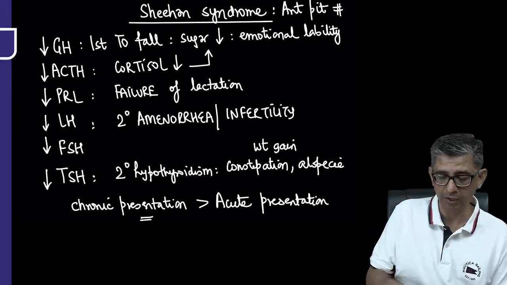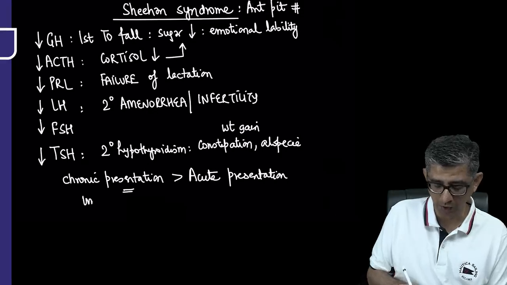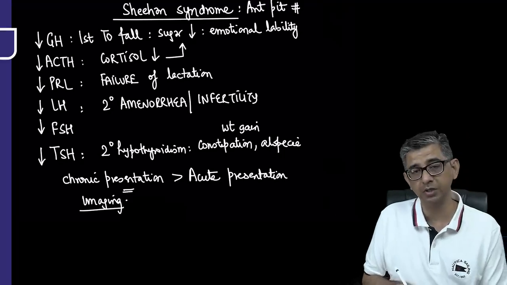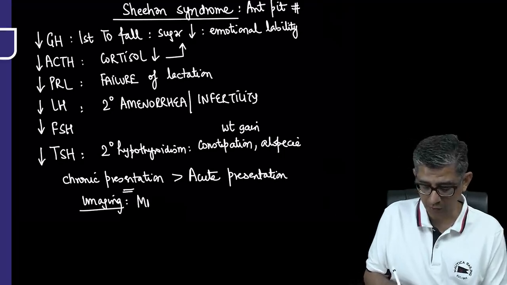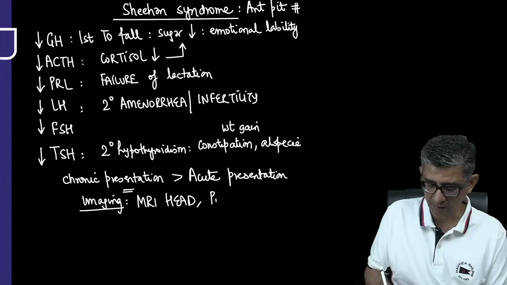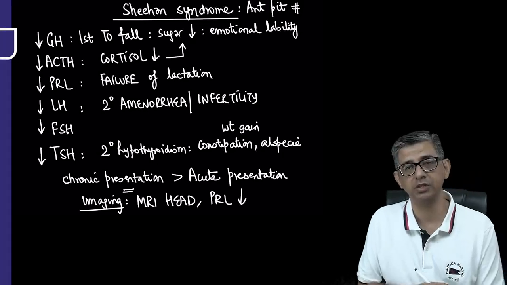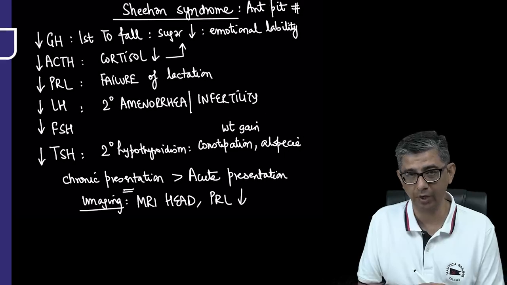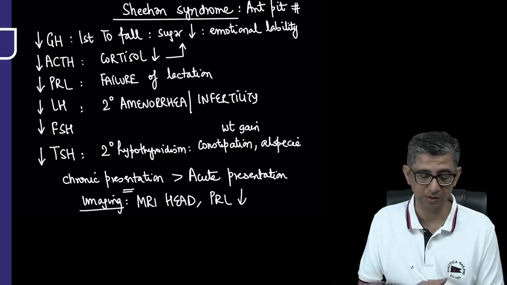So how would you identify Sheehan syndrome in a patient? You need to do imaging and check prolactin levels as well. When you do imaging in these patients, MRI head will show anterior pituitary destruction. And along with this, if it was an acute presentation with failure of lactation, prolactin levels would help in confirming the diagnosis as well.